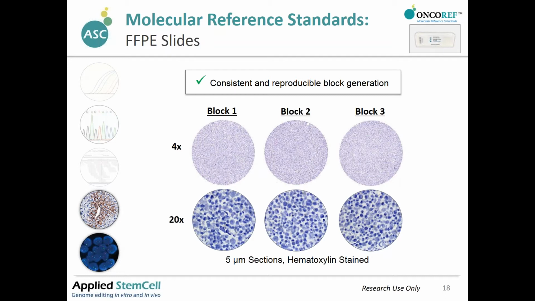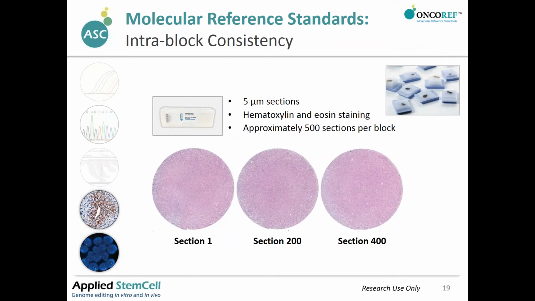And then on the bottom, we're showing a magnification. And so from this, what you can see is we get very good density of the cells within the block, and we also get very good uniformity across the entire cross-section. So in addition to having very good reproducibility across blocks, we also have very good intra-block consistency. So here what I'm showing is we've taken one of our FFPE cell line blocks and we've cut it into 5-micron sections for staining.